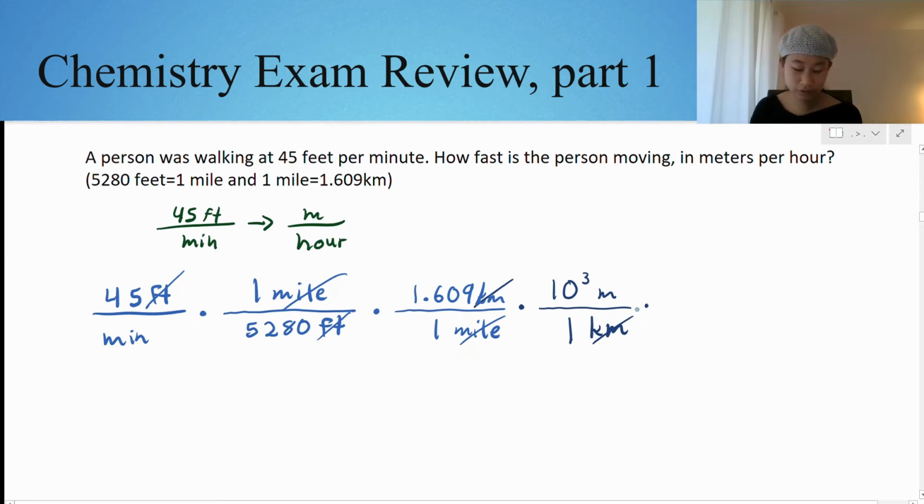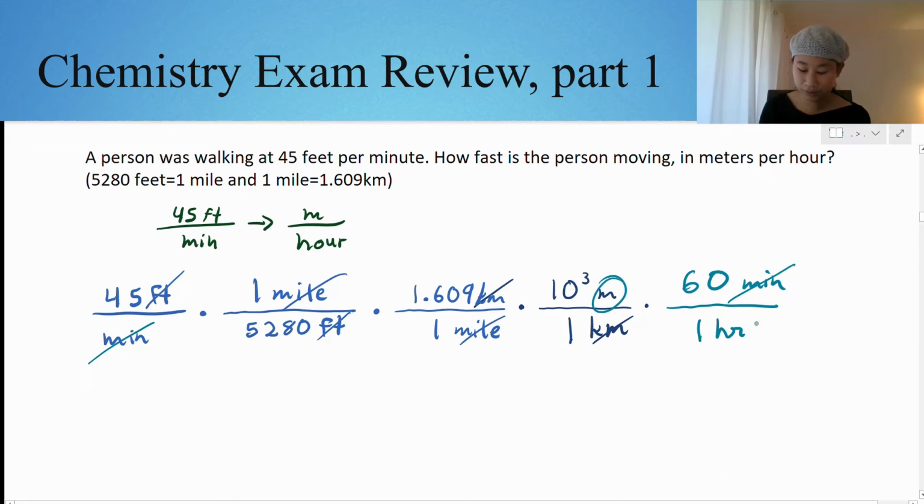Next, we're going to convert our time. We want minutes to hours, so we know that there are 60 minutes in 1 hour. Now minutes cancel out, and we have meters per hour. Now we can go ahead and multiply straight across, and the answer here is 822.78 meters per hour.